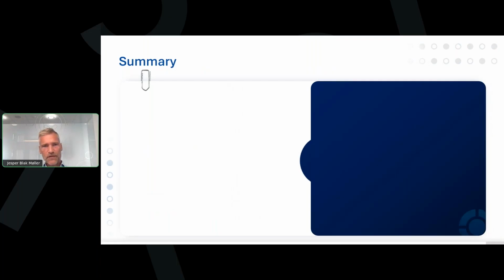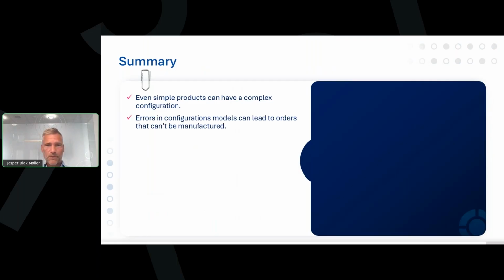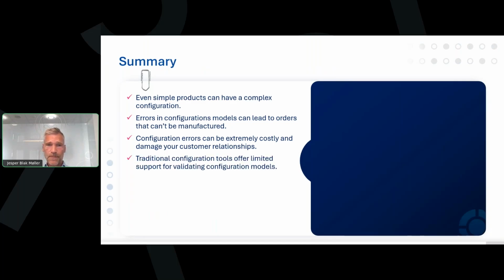So to summarize, we've covered a lot of ground in this short tech talk here, but we have seen how even simple products can have quite complex configuration. And as we probably all know, errors in configuration models can lead to situations where orders can't be manufactured. Configuration errors can be very costly and will damage your customer relationship. And traditional configuration tools offer very limited support, if any, for validating configuration models in this way.